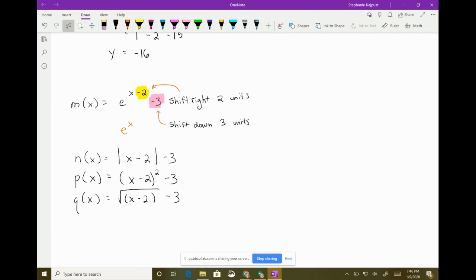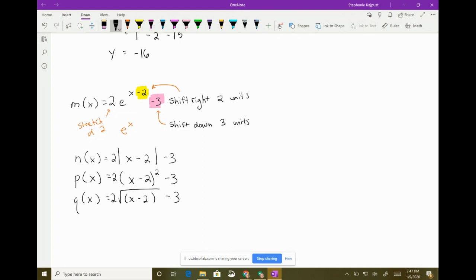And then if you have a number in front, that's just a stretch by that number. So if there was a 2, then that would be a stretch of 2. We're multiplying everything by 2. And if we had that same stretch, it would just be in front of all of these different functions. And if there was a reflection, it would be a negative in front. So a negative in front of that function would reflect it upside down.